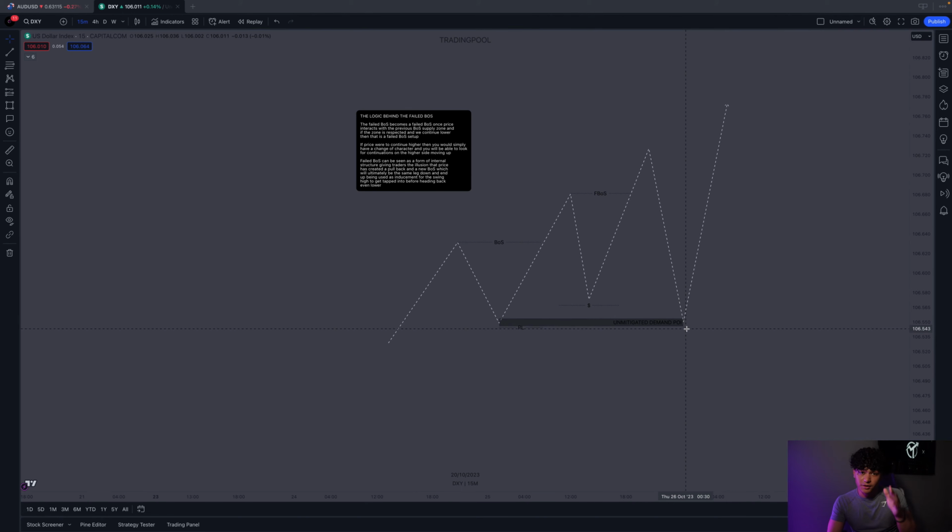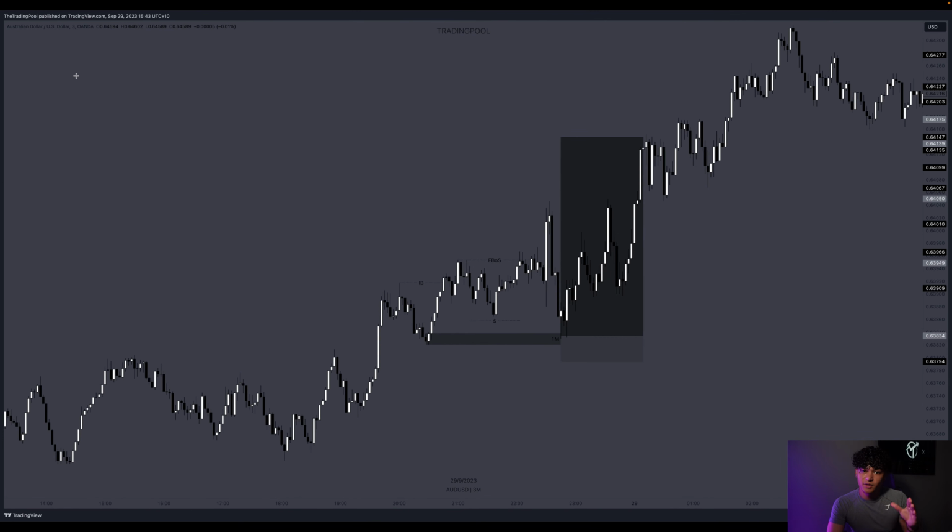Now that we've gone through the entry model side of things, I'll show you guys what it looks like on an actual chart. So we have the failed breaker structure up on the screen.